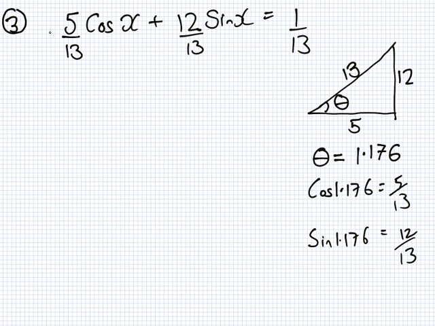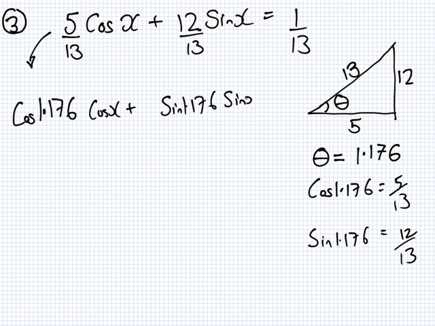So what I'm saying is that 5 over 13, in a sneaky way, you could replace it with cos of 1.176. Cos x. Plus, and you could replace that with sine 1.176. Sine x. And that's equal to 1 over 13. Now you might say, well, what's the point in doing that?